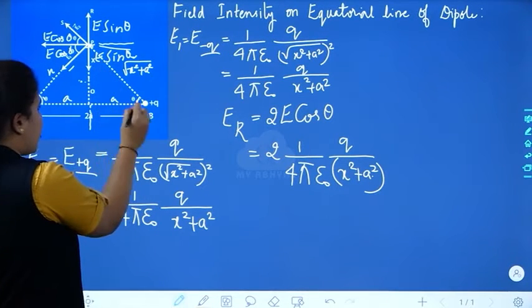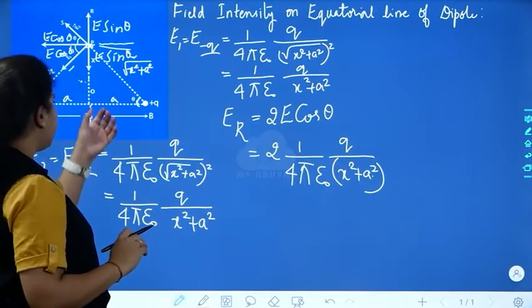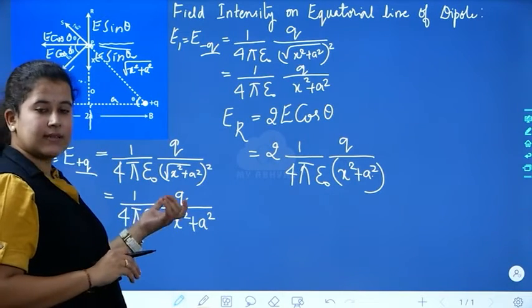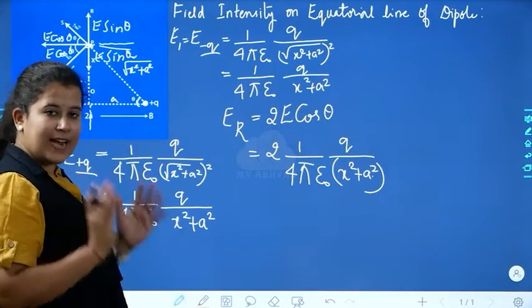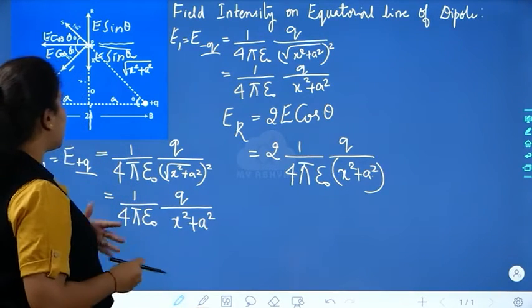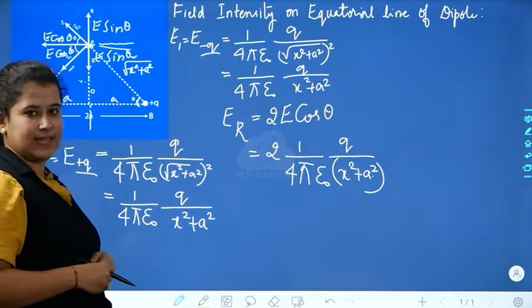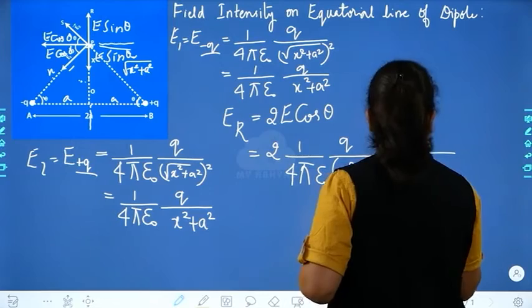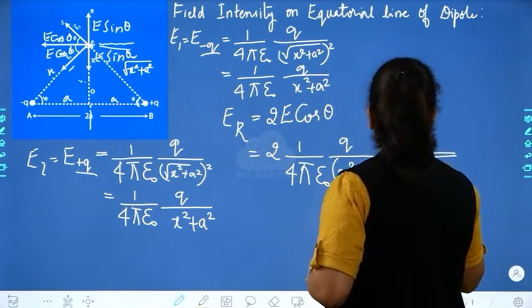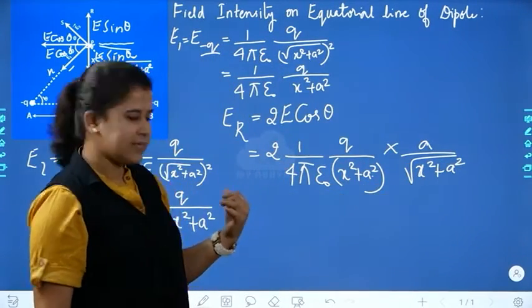Okay, so if I want to define cos theta here, what will be my thinking is, first thing, cos theta is nothing but adjacent divided by hypotenuse. So adjacent divided by hypotenuse means what? I'll be getting a divided by root of x square plus a square. Clear? So that is a divided by root of x square plus a square.